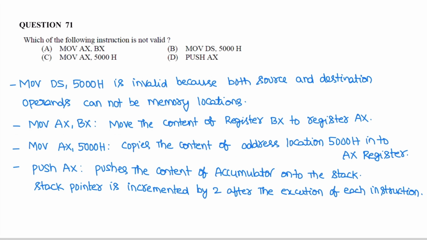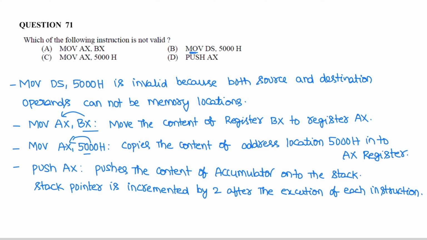Next question. Which of the following instruction is not valid? Move ds, 500. It is an invalid instruction because both source and destination operands cannot be memory locations. Next, move ax, bx. It moves the content of register bx to the register ax. Similarly, move ax, 5000h. It copies the content of address location 5000h into the ax register. Here the register is directly mentioned.